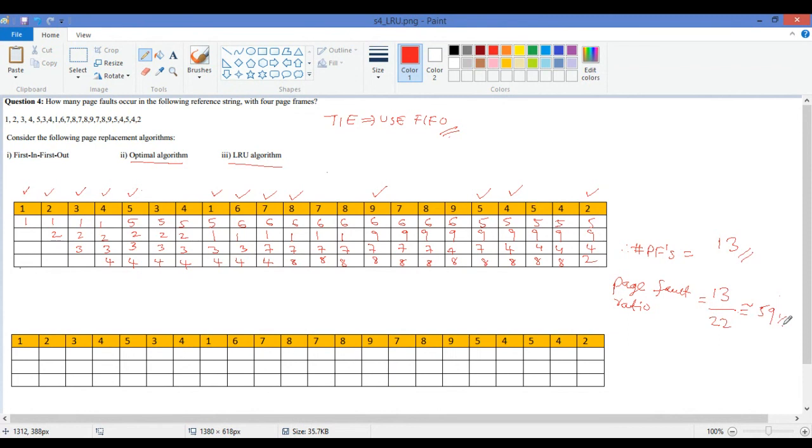So in this case, accidentally or unknowingly, we got the same page faults in FIFO and LRU. But generally, this is not the same in all the problems. Okay, you will get different page faults in FIFO and LRU, and always fewer page faults in the optimal algorithm. Okay. So with this, we have completed this sheet.